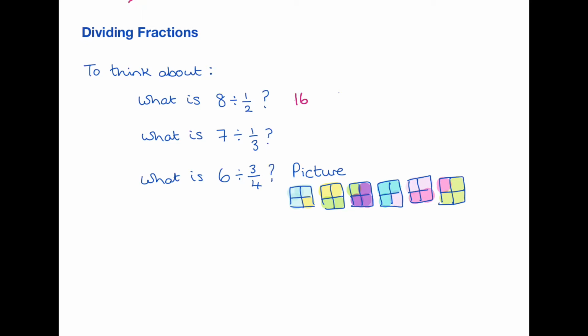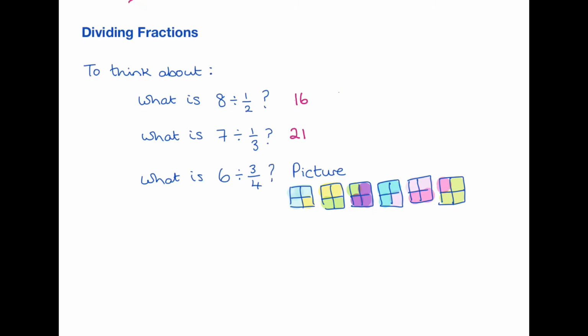Okay, let's think about the next one. What's 7 divided by a third? In other words, how many lots of a third are in 7 whole ones? Well, think there are 3 thirds in every 1 whole one. We've got 7 whole ones, so that must give us 21 altogether.